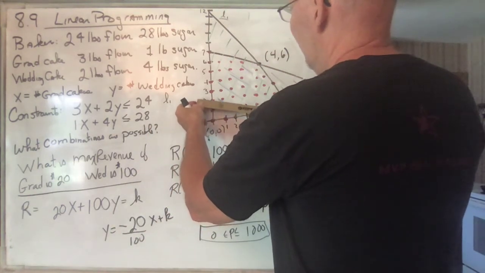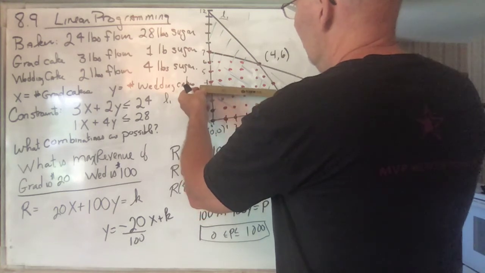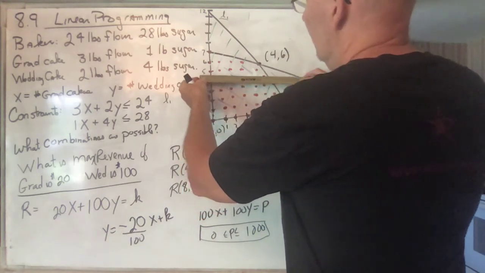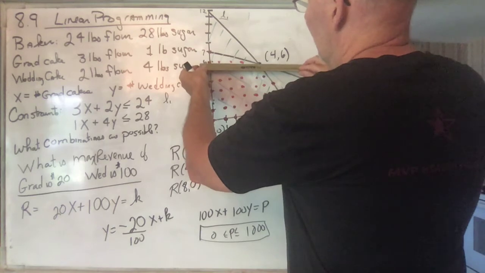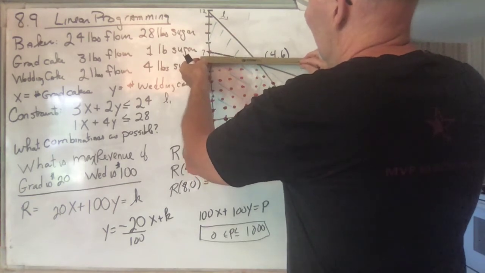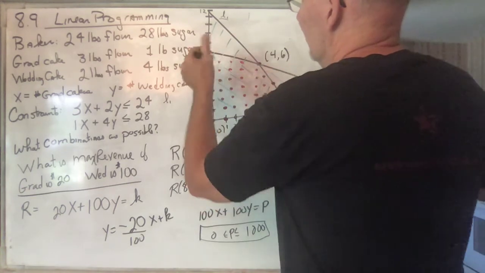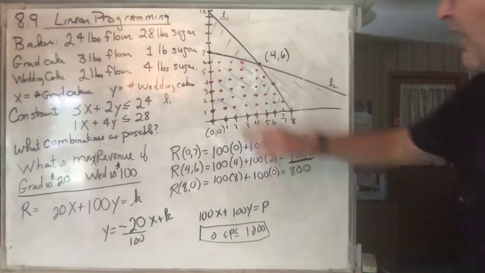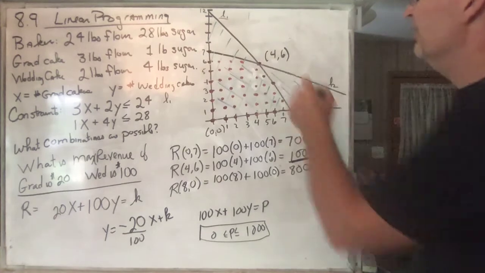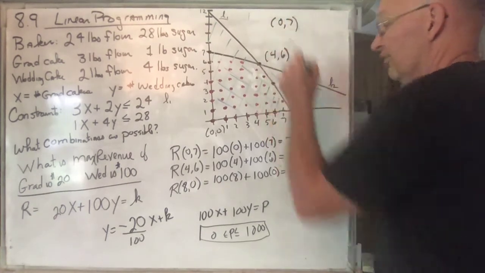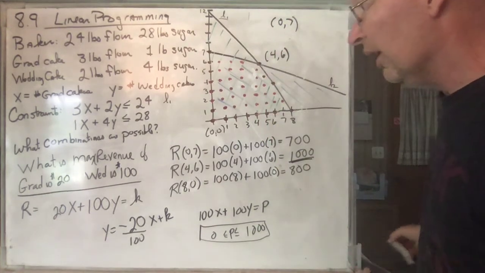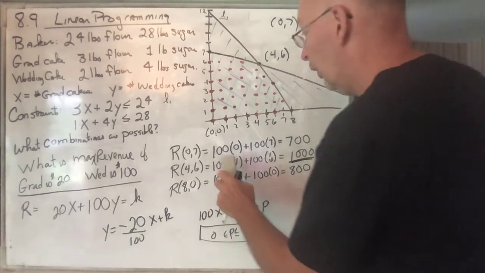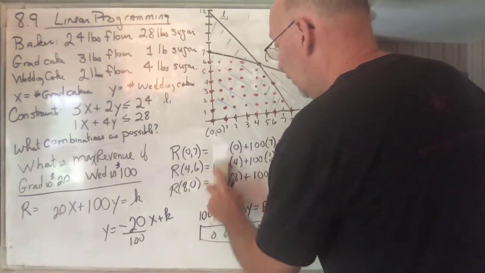Again, we want that to be as big of a number as possible. So you keep moving that up until you come to the last point in the feasible region, and it looks like it's going to be right there. It looks like it's going to be 0, 7 that is going to give us the best. Let's check it out. So now we're doing what? Now we're charging $20 for these.